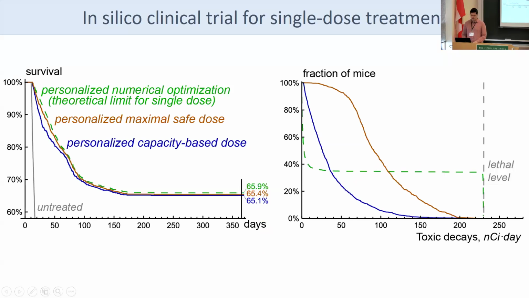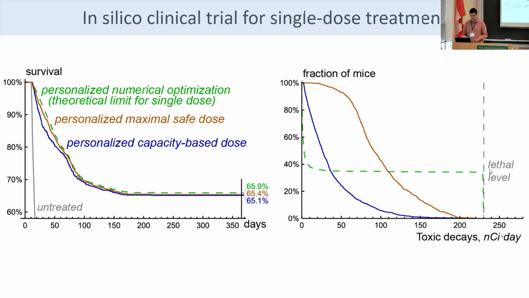These curves show the results of personalized numerical optimization, assuming precise knowledge of all parameters for each mouse, with the goal of curing a mouse if it is feasible, otherwise prolonging its survival as much as possible. So the curative rate of approaches based on cancer binding capacity is only slightly smaller than this theoretical limit, and their outcomes are achieved without approaching the lethal level of toxic decays.